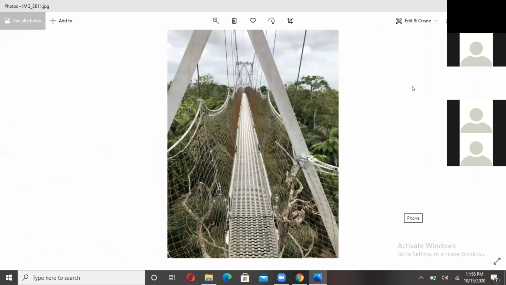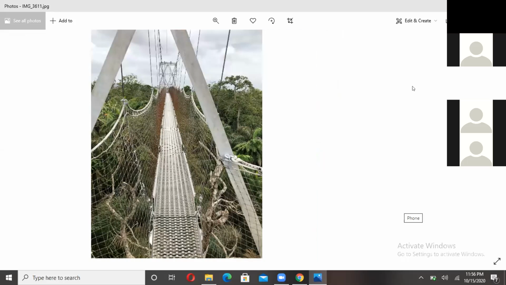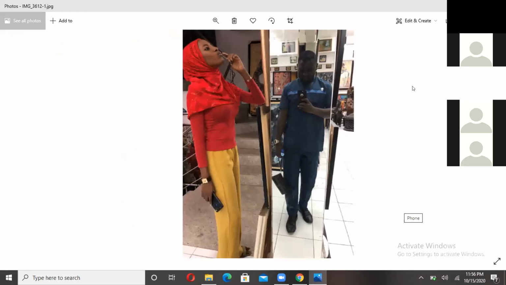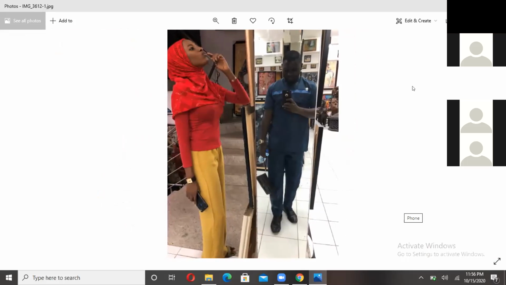Oh, also there was this picture. If you check the video again, you might see some of this stuff. This is somewhere we call Lekki Conservation Center, and this is a suspended walkway. I think it's the longest one in Africa or West Africa. I don't know. Some of the cool places to visit. And this is my girlfriend, my ex-girlfriend actually.